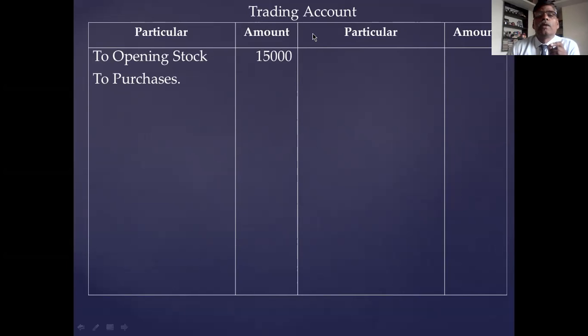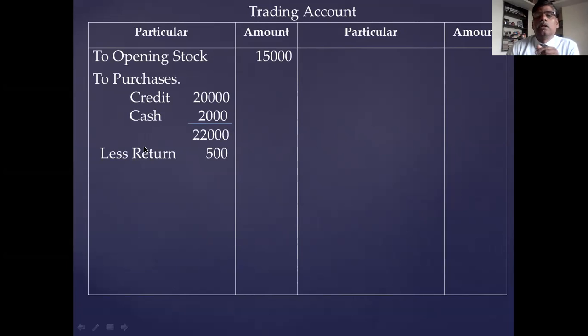Okay, you see here. Credit purchase is 20,000. Cash purchase is 2,000 in the cash book. Total of this is 22,000. Then deduct the return. Return is 500. That is return outward, 500 rupees there in the creditor account or in the problem. You deduct this 500, balance is 21,500. Okay, in this way you have to adjust.